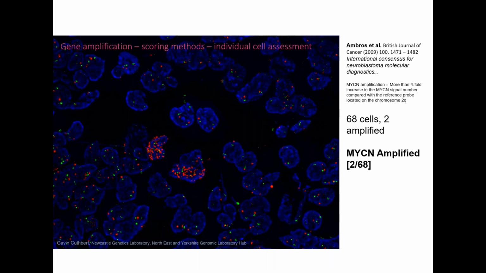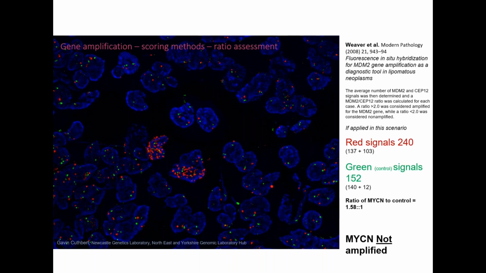So we tend to score on an individual cell by cell basis. That's the key difference of those ABC guidelines, is you would look at each cell and decide whether or not it's amplified. Clearly 2 are. I reckon on that screen there's 68 cells, 2 of which are amplified. So that's the way I would describe that, as MYCN amplified in 2 cells. It's heterogeneous, whether or not that's the same significance as if it was homogeneous, different story.